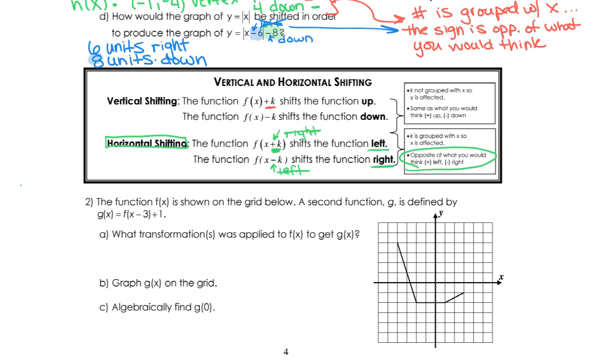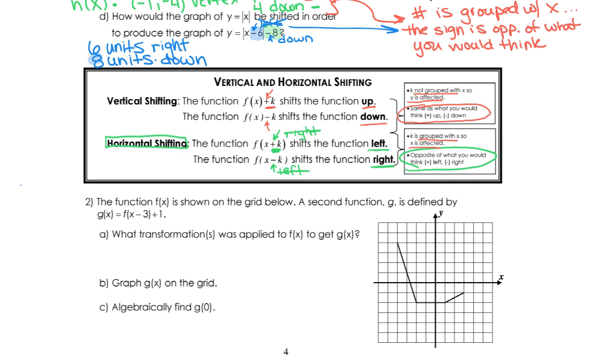It's going to do the same as what you would think. So that plus sign, I would think up, and it is. Okay? That minus sign, I would think down, since you're not grouped with the x, and it is. So it's the same as what you would think. Positive means up, minus means down. And notice that it's not grouped with the x, so that's the y being affected. Whereas if you're grouped with x, your x movement is affected, left and right.